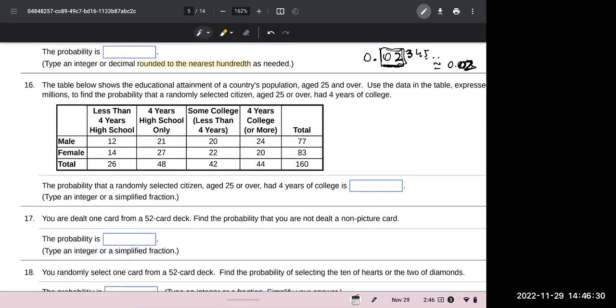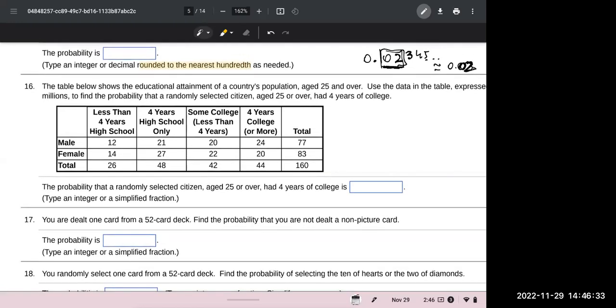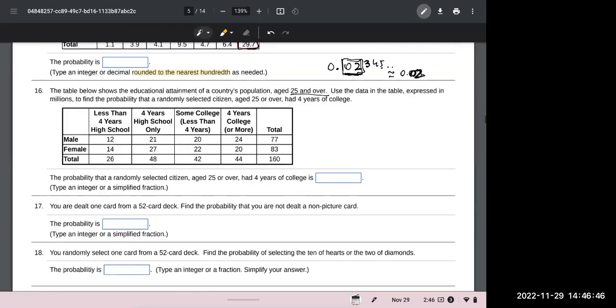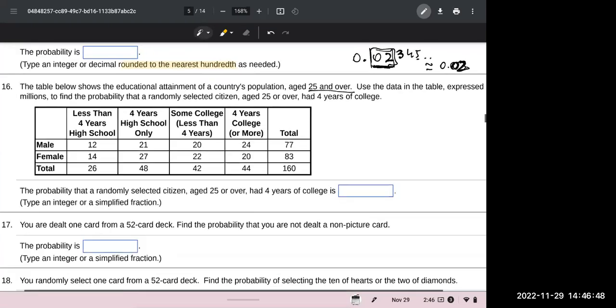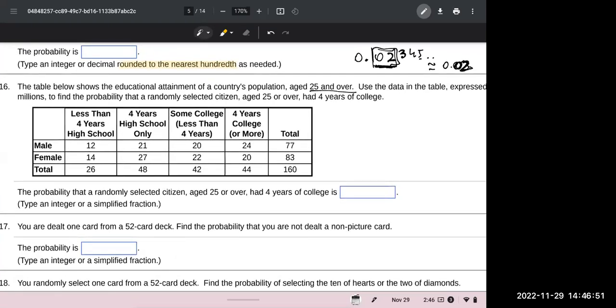So question 16. Okay, so here this is educational attainment of the country population age 25 and over. So we need to use the data, expressed in millions, to find the probability that a randomly selected citizen age 25 or over had 4 years of college. So find the probability of selecting a citizen age 25 or over who had 4 years of college.